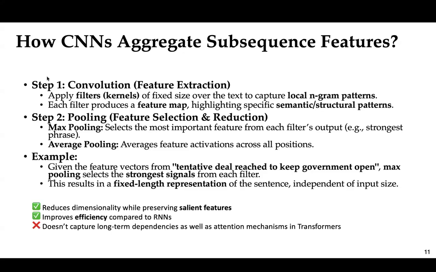It reduces dimensionality while preserving the salient, hidden features, the unspoken features, and improves efficiency compared to RNNs, but it does not capture long-term dependencies as well as attention mechanisms and transformers. This is good and bad. It's good in the sense that it does not cost you much. It's bad in that it does not allow you more functions. But for our function, we don't care.